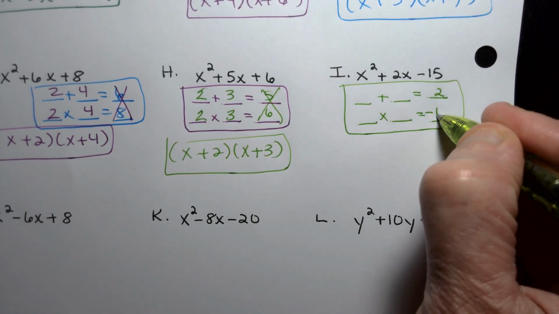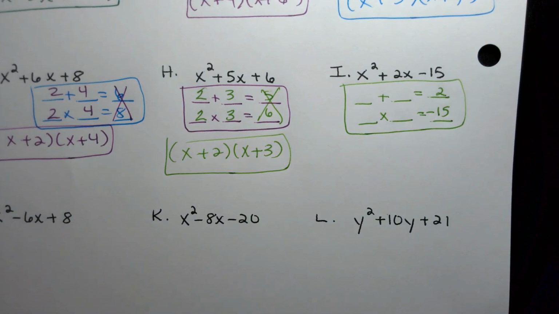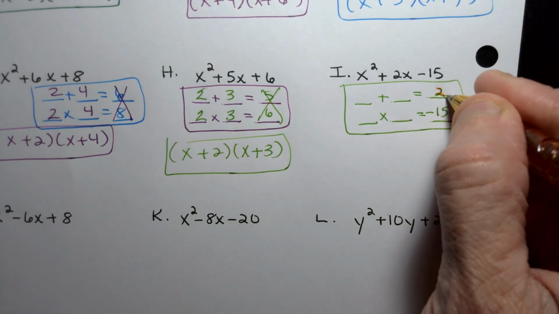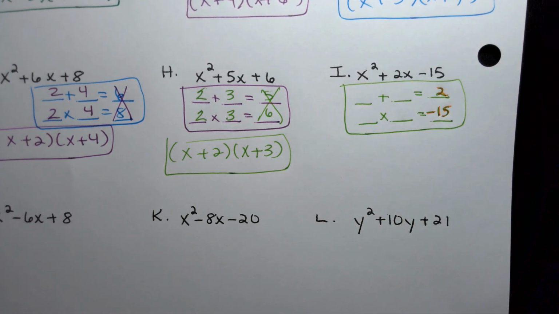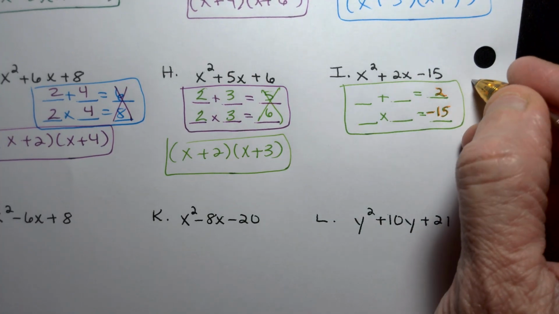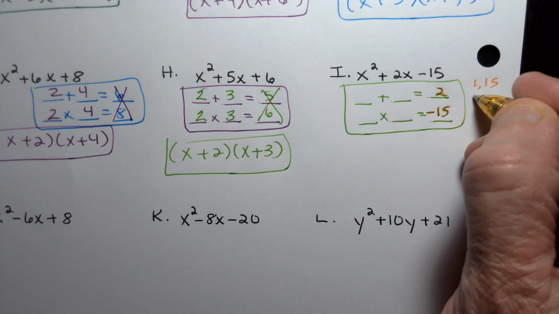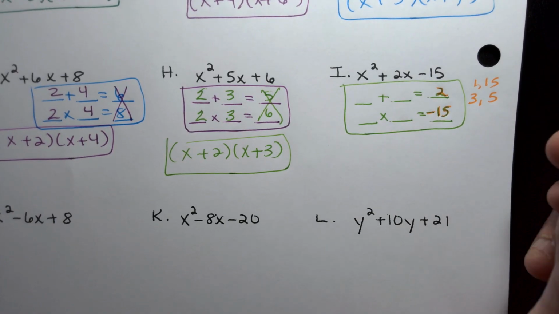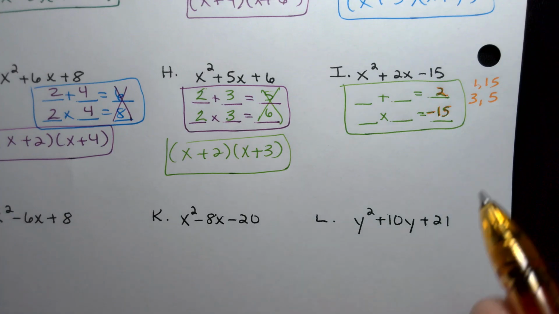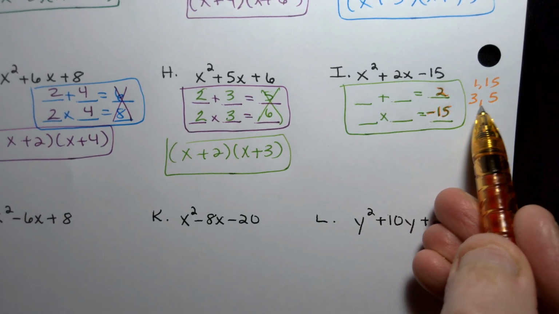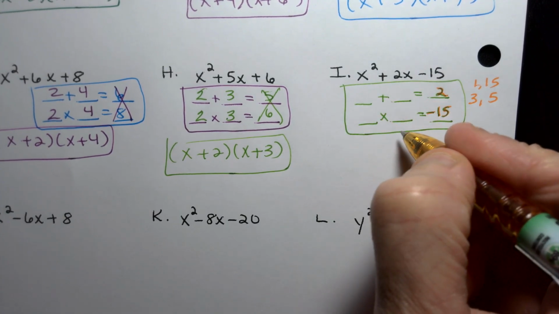2 and negative 15. Oh, that's a little trickier. Once those negatives come in, it's trickier. Well, there's only so many options though. 1 and 15 and 3 and 5. Obviously the 3 and the 5 are 2 apart, so that makes sense for that. And I need to have one be negative, so I think we can work with that.